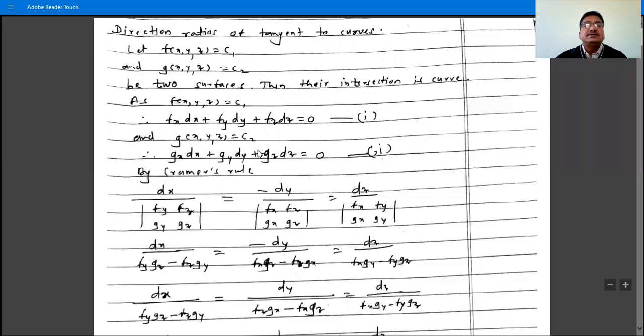Next topic is direction ratios of tangent to curves. Let f(x,y,z) = c1 and g(x,y,z) = c2 be two surfaces. Their intersection is a curve. The intersection of two surfaces is a curve.